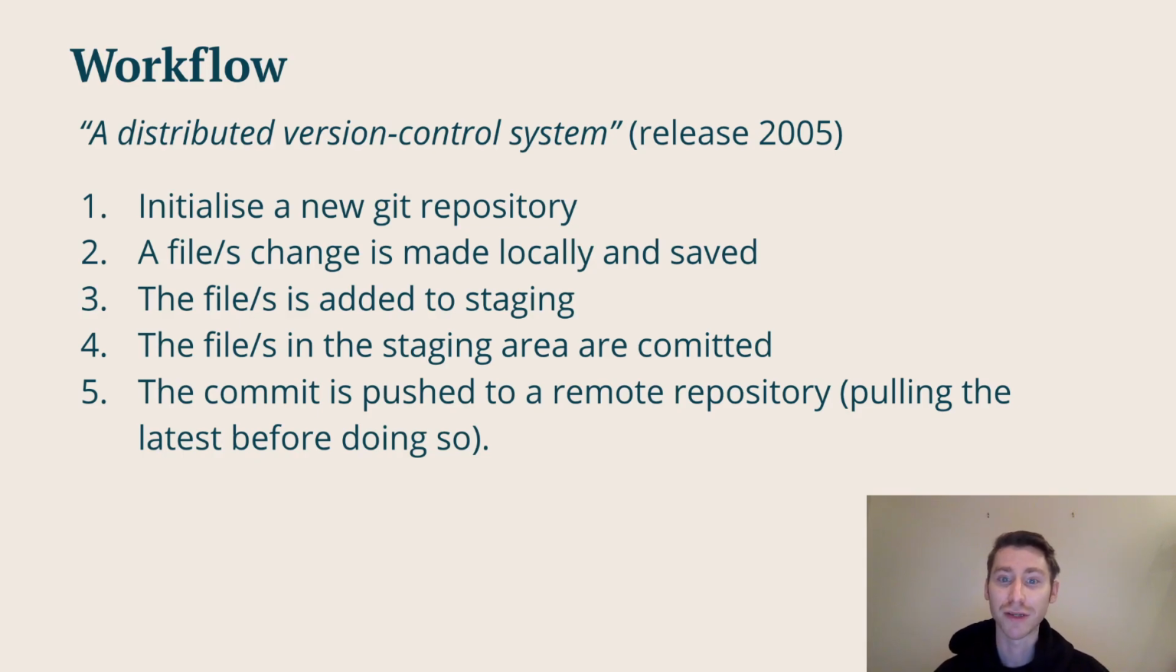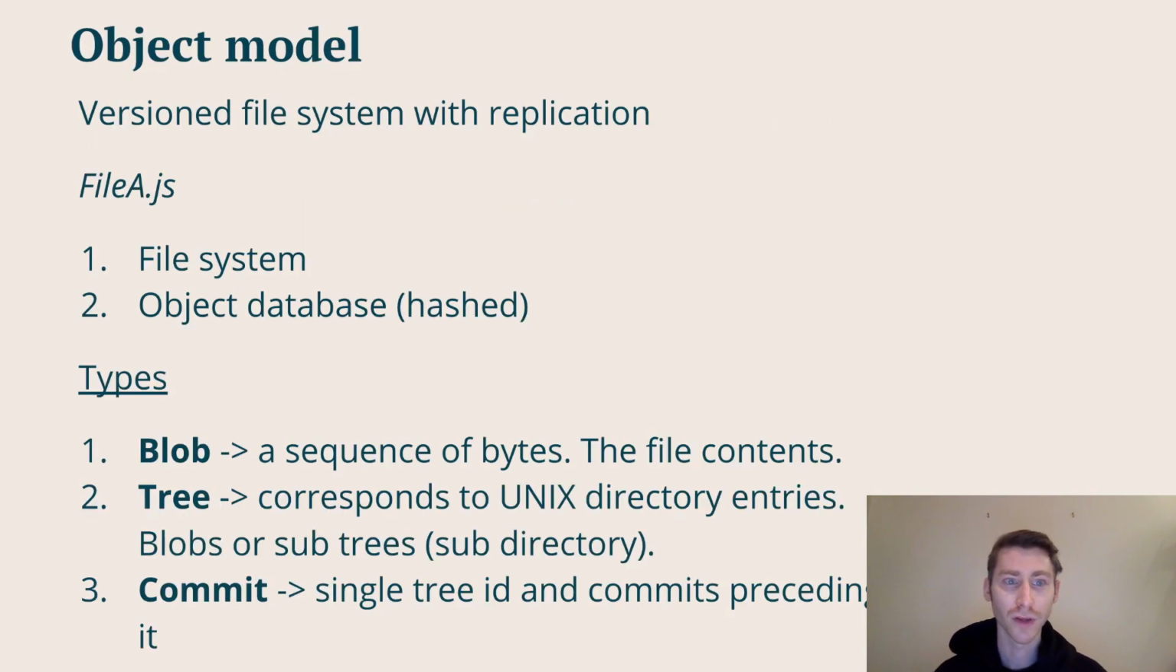We will break down each step, but before we do, we need to review the mechanisms at the core of Git, which is the object model. The object model is essentially an incredibly efficient version file system with replication. Each file in the repository exists in the file system and in the object database, as you can see from file A there. The object database is a hash of the contents. A hash is an object, and there are 4 types in total, but today we're going to be looking at these 3, and that does include tags.